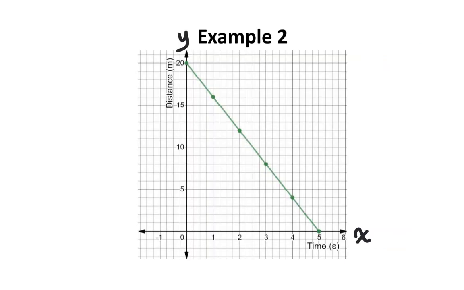In our second example, we have a graph. On our x-axis, we have time, and on our y-axis, we have distance. At 0 seconds, your distance is 20 meters. At 1 second, your distance is 16 meters. At 2 seconds, your distance is 12 meters. At 3 seconds, your distance is 8 meters. At 4 seconds, your distance is 4 meters. And at 5 seconds, your distance is 0 meters.